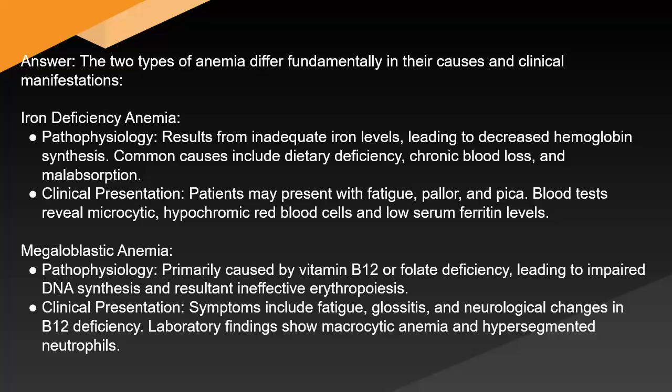Megaloblastic anemia pathophysiology is primarily caused by vitamin B12 or folate deficiency, leading to impaired DNA synthesis and resultant ineffective erythropoiesis. Clinical presentation: symptoms include fatigue, glossitis, and neurological changes in B12 deficiency. Laboratory findings show macrocytic anemia and hypersegmented neutrophils.